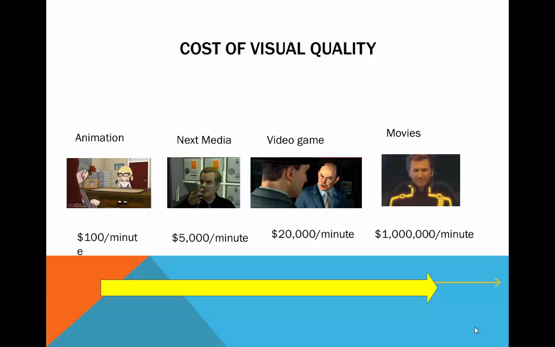We can get along simply with either the animation or the next media phase, where these animations and avatars cost anywhere from $100 to about $5,000 a minute to create. So they're not cheap, but once created, they can be used over and over and over again. Next slide.